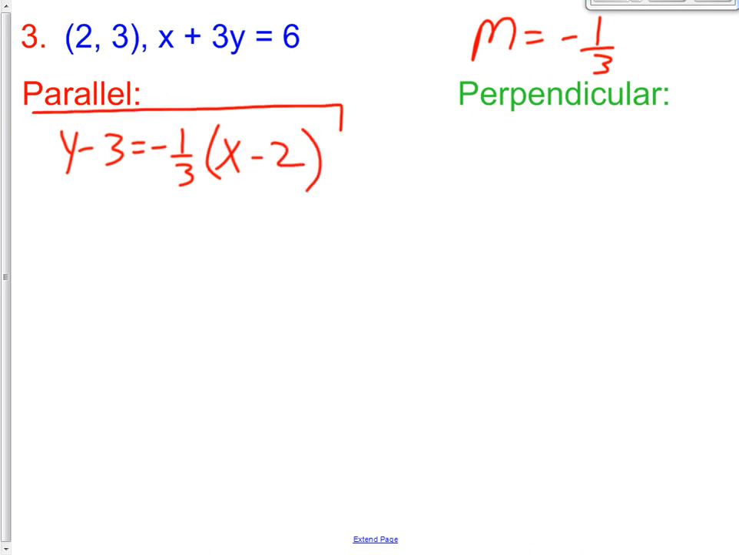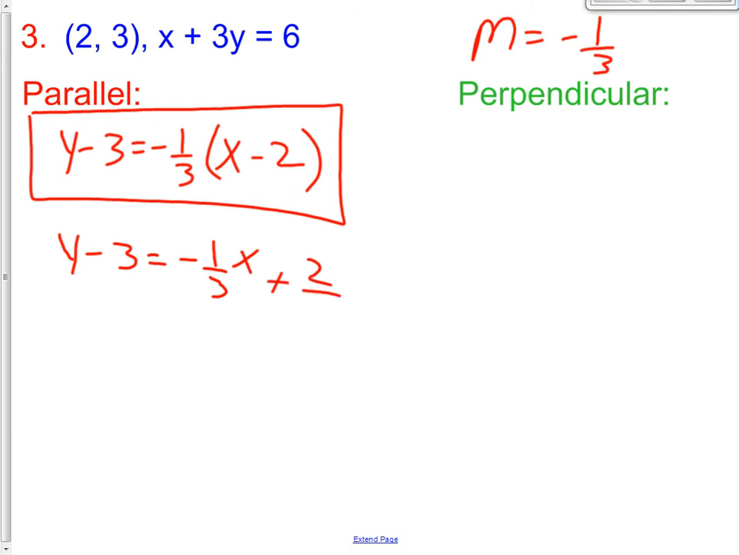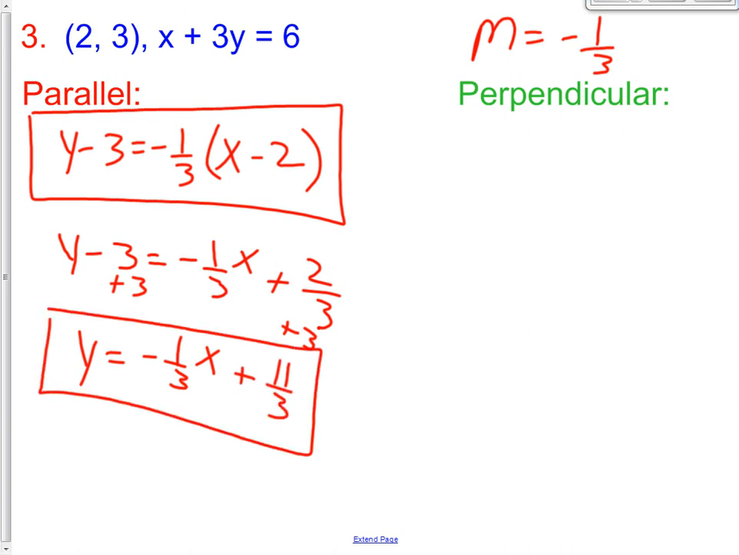Answer number 1. Answer number 2. Y minus 3 equals distributing a negative 1/3 x plus 2/3, because a negative times a negative is a positive. Adding the 3, y equals a negative 1/3 x. When I add 3, 3 plus 2/3 is 3 2/3, which makes 11/3 as an improper fraction, plus 11/3. Here is answer number 2.